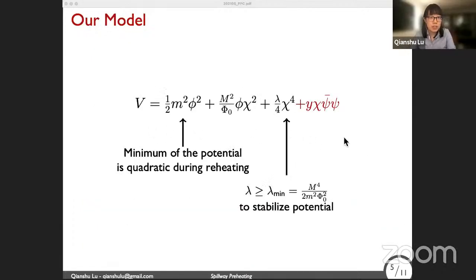So in terms of setup, in terms of just the field content, spillway preheating is very similar to instant preheating, although they have a different resonance here. They talk about a phi-squared chi-squared coupling instead of phi chi-squared, but that's not hugely important. But instant preheating has a criteria. Instant preheating is aiming to complete preheating without even having the inflaton oscillate. So it really requires this Yukawa coupling between chi and psi to be really tuned to match the inflaton oscillation.